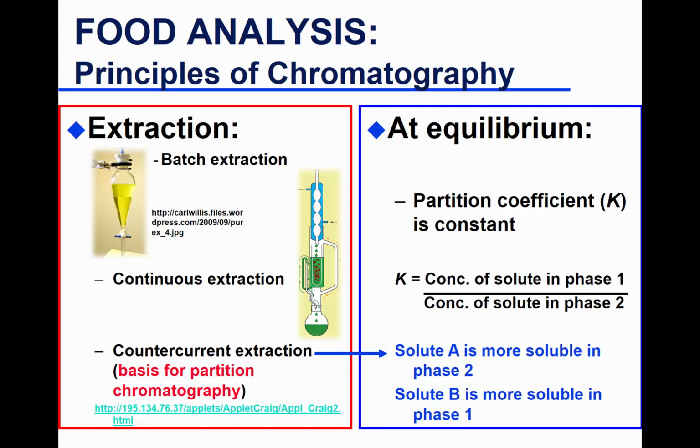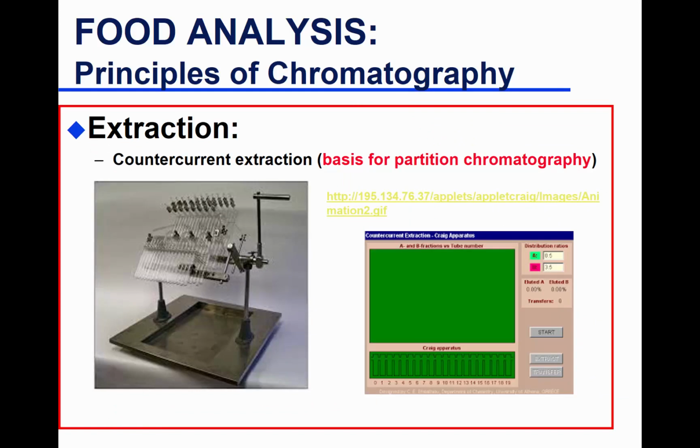You were talking about solute A and B. Okay, I remembered without you telling me. So the coefficient, if it is lower for solute A than solute B, that means solute A doesn't like phase 1, likes phase 2. Okay. So what does that mean to you?